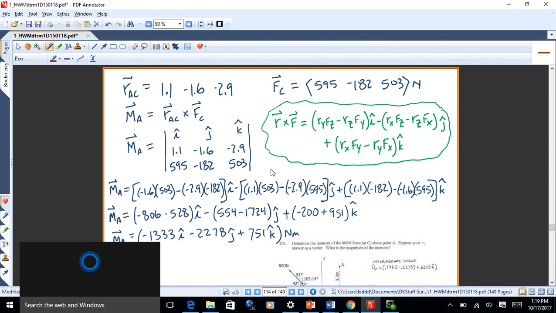So is that the general rule always? It's R cross F? Yeah, that is more than a general rule. It is specifically the formula for finding a moment. So you invariably do it that way. It has to be R cross F.